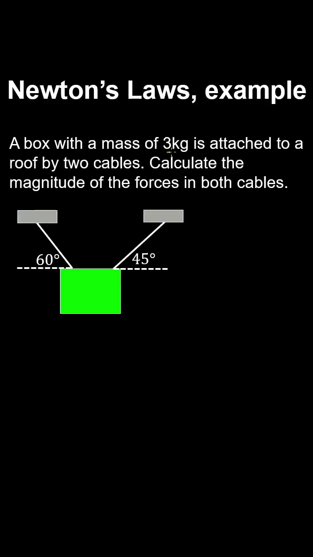A box with a mass of 3 kilos is attached to a roof by 2 cables, and we're asked to calculate the magnitude of the forces in both cables. So drawing a free body diagram of the block, we have the force of weight and the tensile forces in both of those cables. So given the block is in static equilibrium, we can apply Newton's first law in the horizontal and vertical directions.